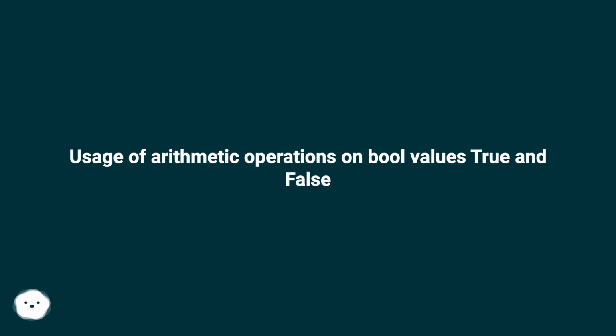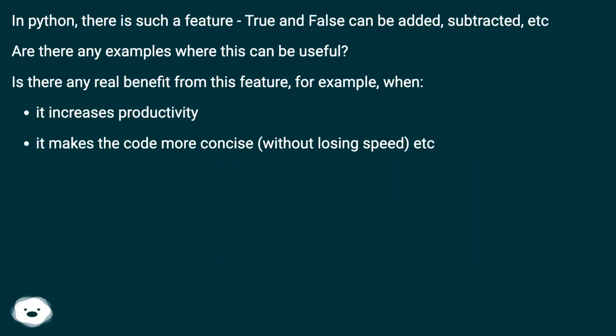Usage of arithmetic operations on Bool values true and false. In Python, there is such a feature, true and false can be added, subtracted, etc. Are there any examples where this can be useful? Is there any real benefit from this feature? For example, when it increases productivity, it makes the code more concise, without losing speed, etc.